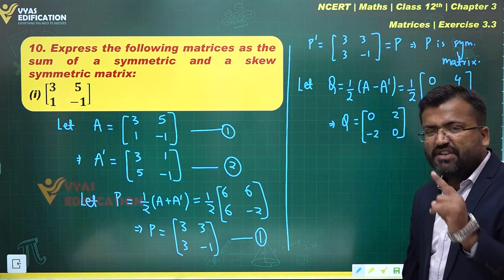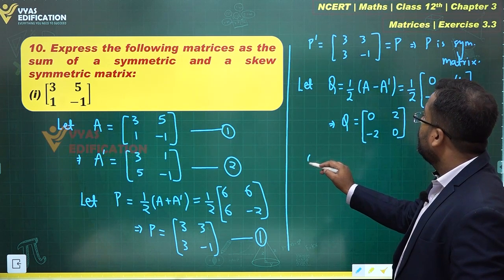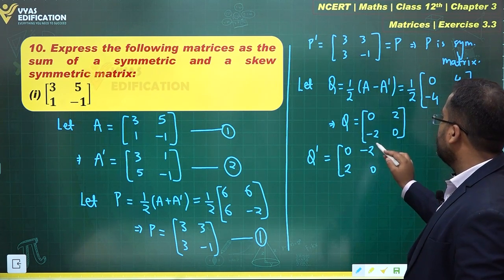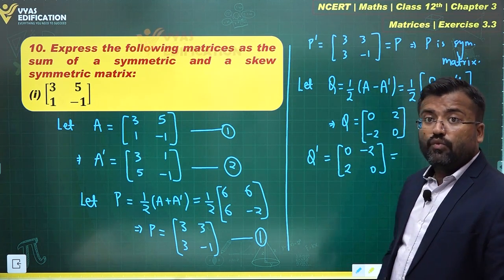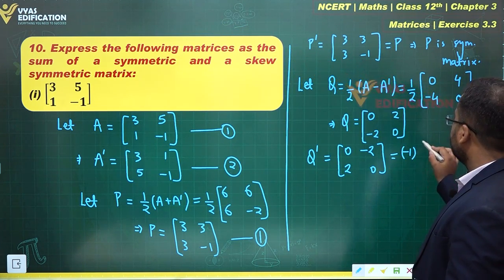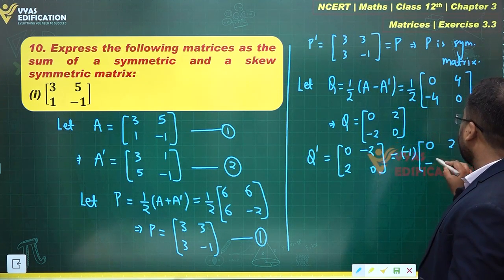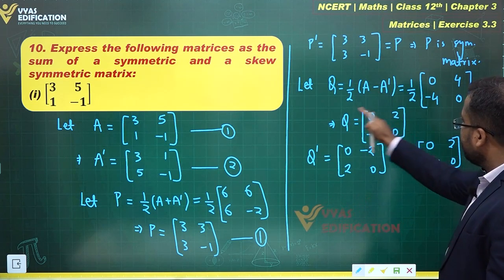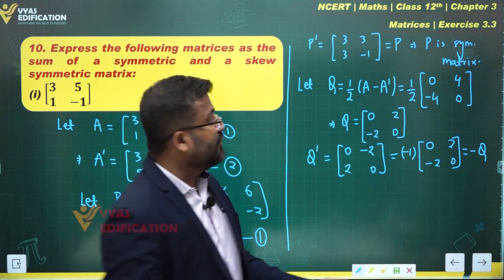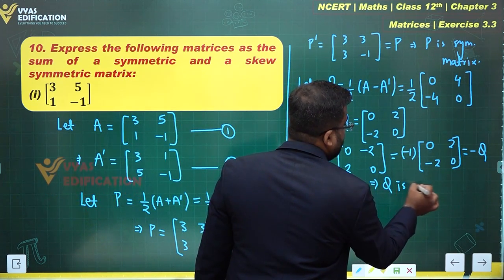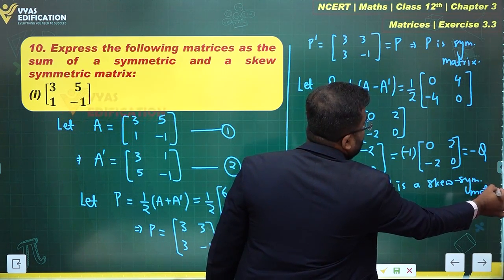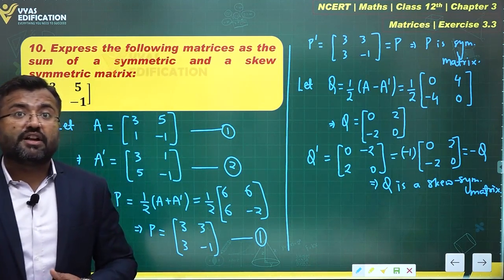And observe this matrix Q very carefully. Q transpose is equal to 0, 2, minus 2, 0. Let's take out a minus common. I am taking out a factor of minus 1 from each element. This is minus 1 times 0, 2, minus 2, 0. And this here is nothing but Q. This is minus of Q. Q prime is equal to minus Q. If Q prime is equal to minus Q, implies Q is a skew symmetric matrix. Yeah, Q is a skew symmetric matrix.